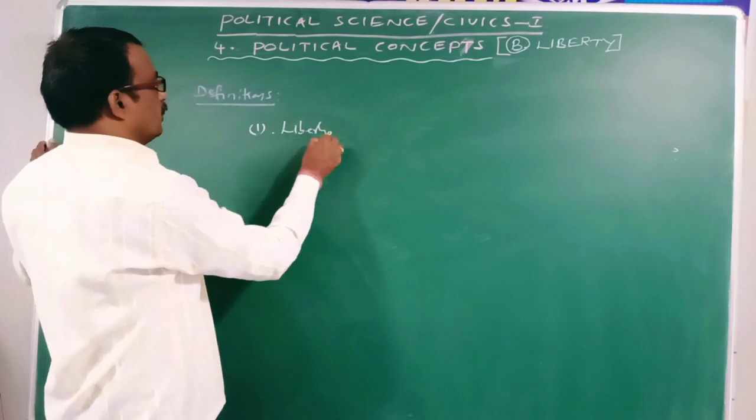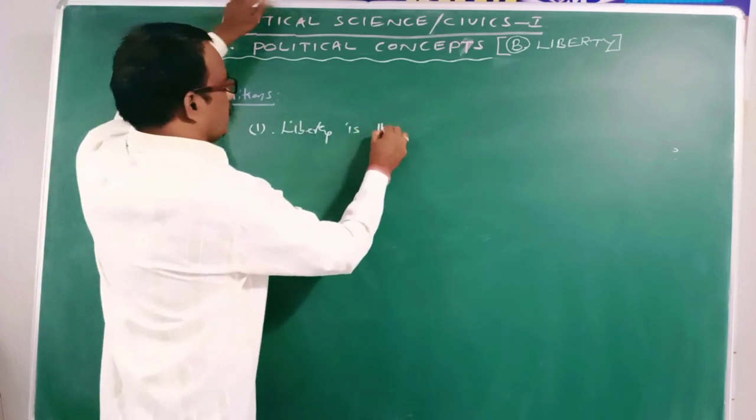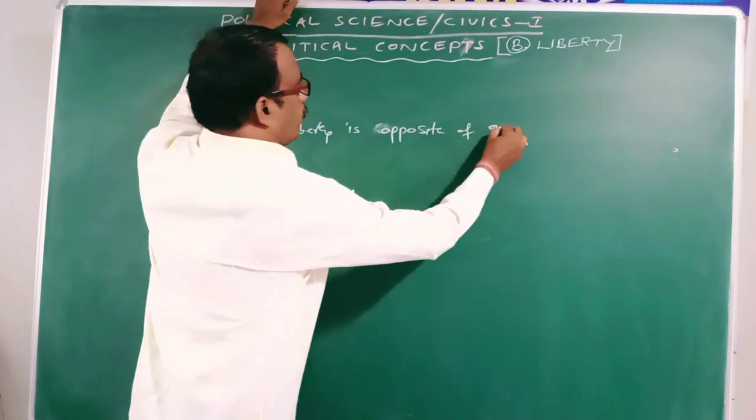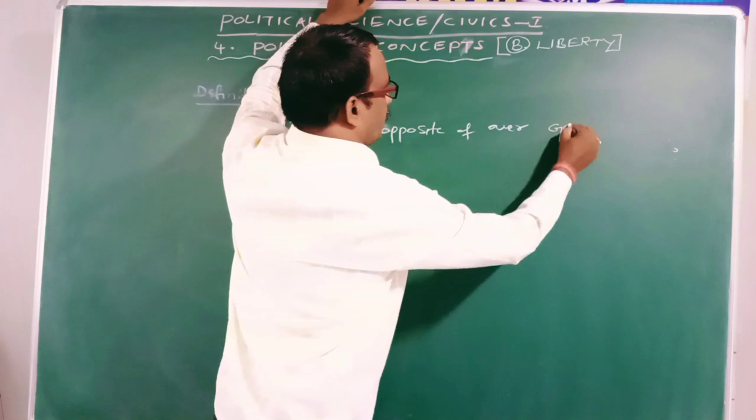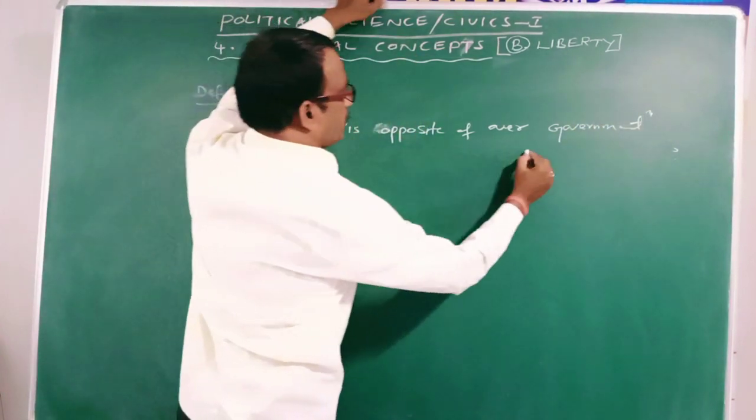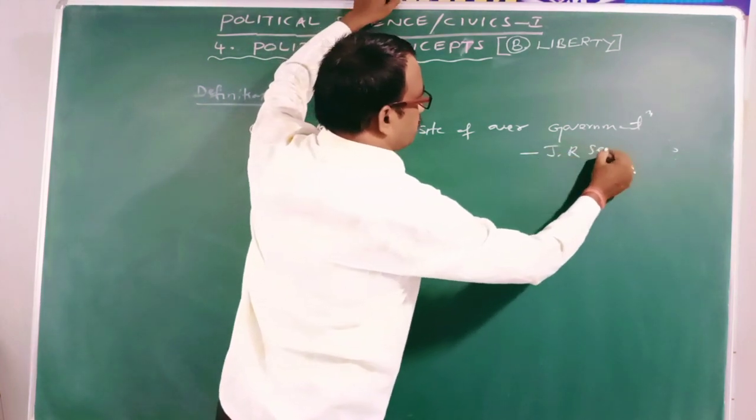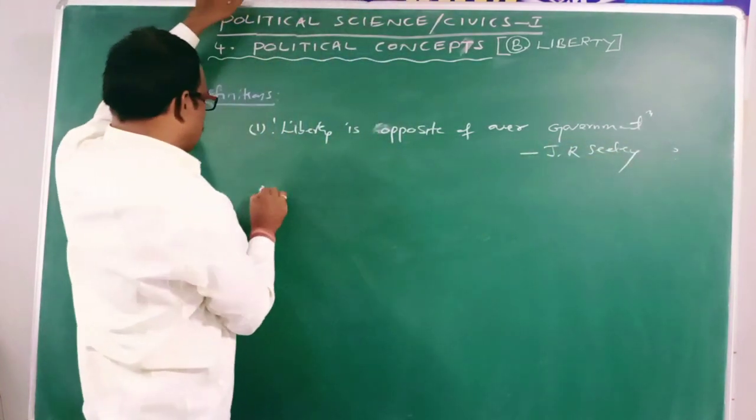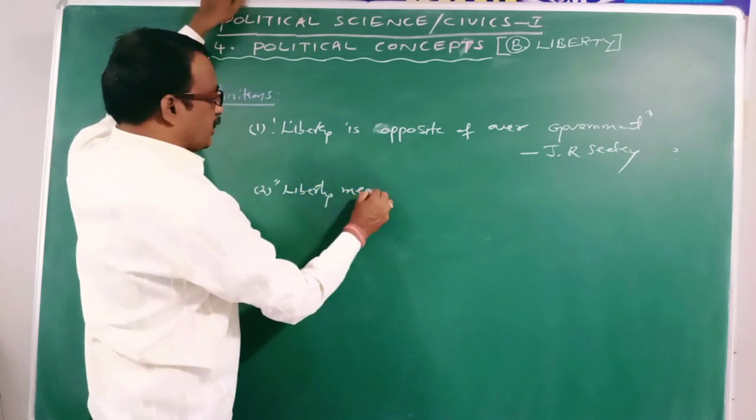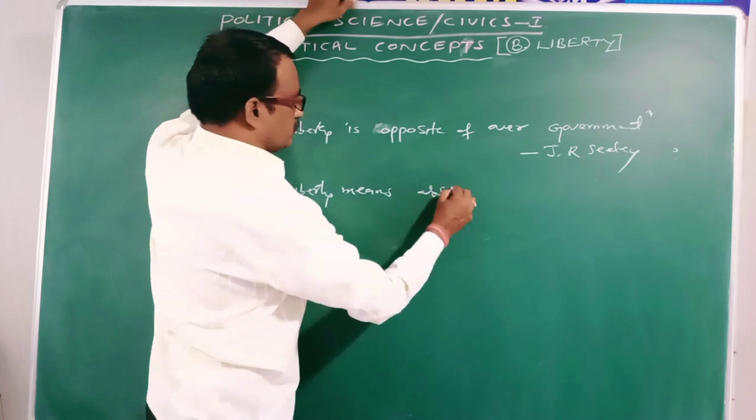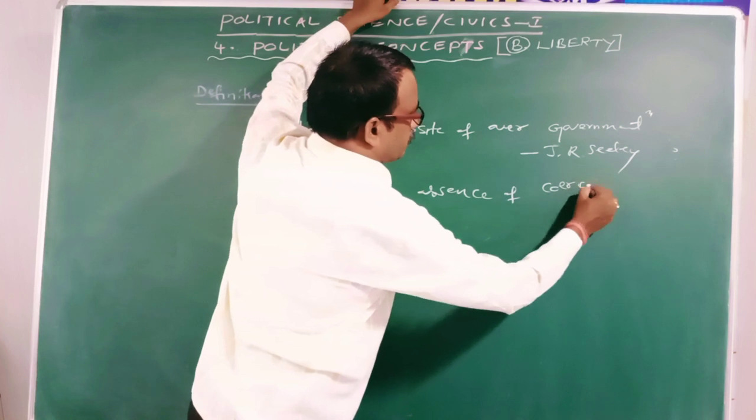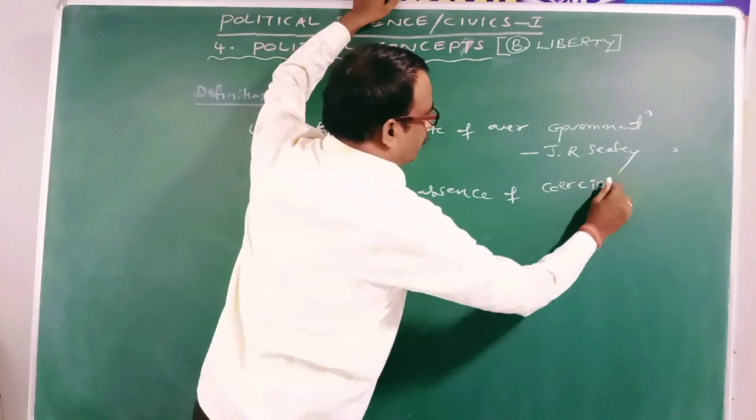Liberty is opposite of government. This definition was given by J.R. Seeley. Second, liberty means absence of coercion. F.A. Hayek.